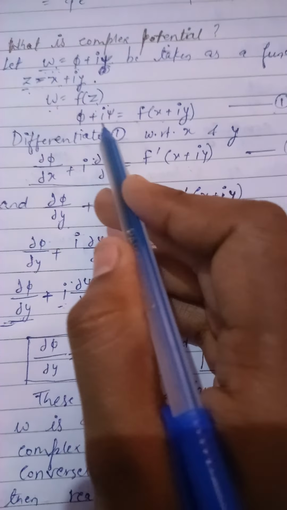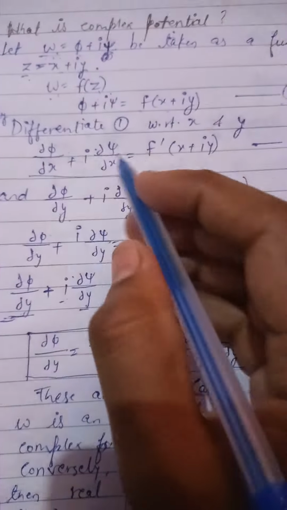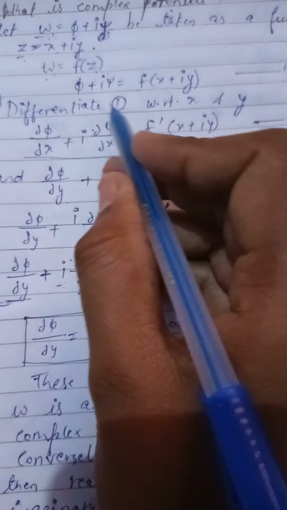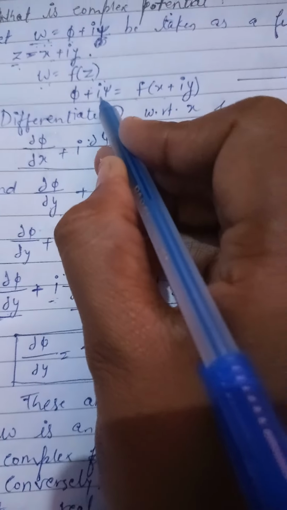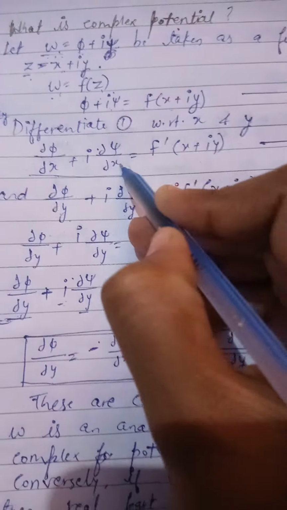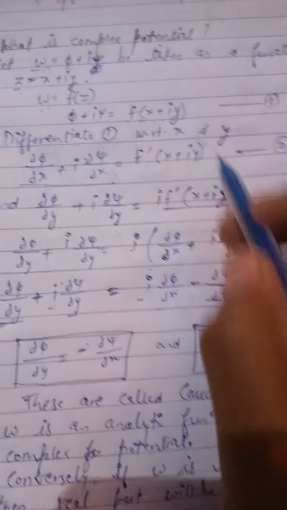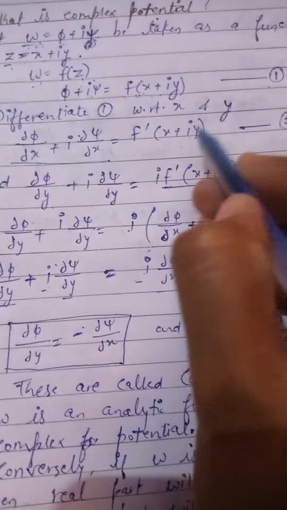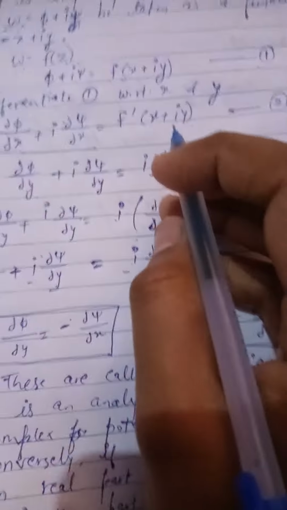Now we partially differentiate 1 with respect to x and y. When we partially differentiate 1 with respect to x, we get del phi by del x plus i del psi by del x is equal to f dash of x plus iy, because the differentiation of x is 1. So this remains f dash, and no need to write 1.